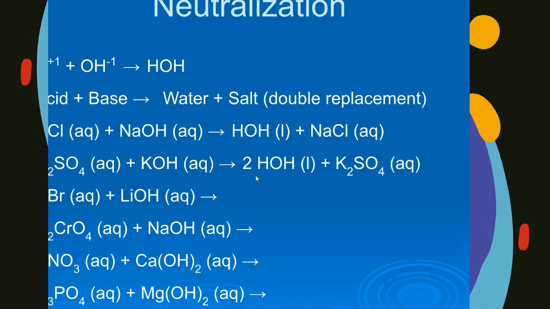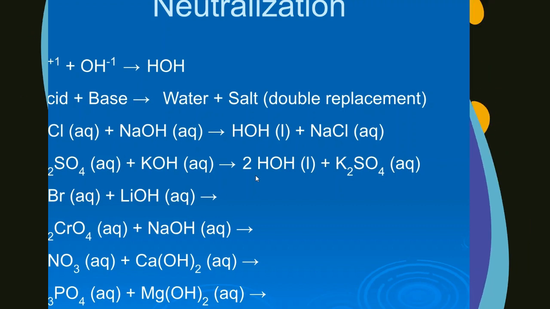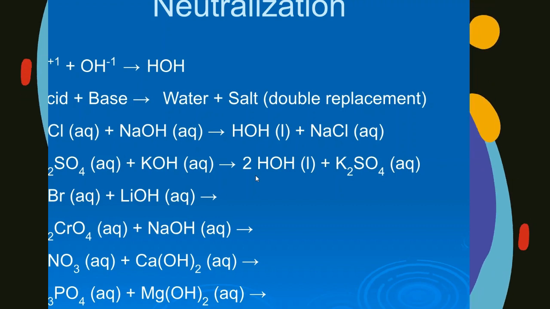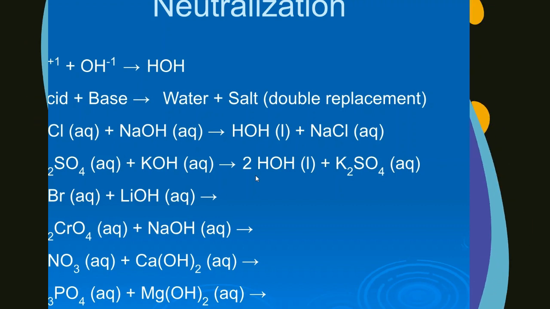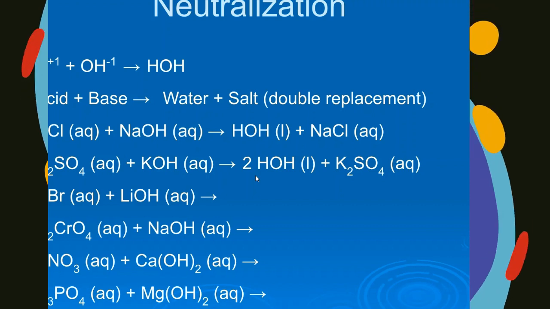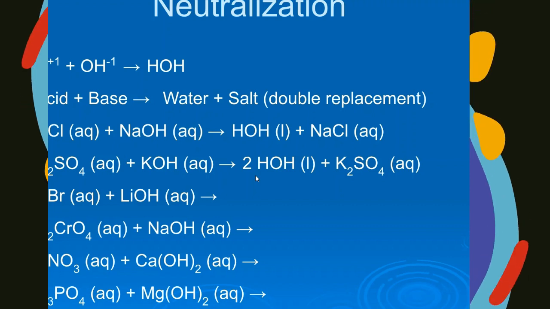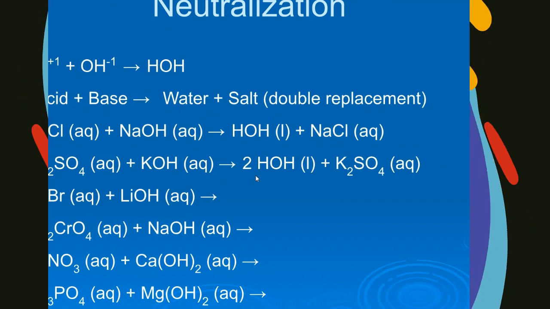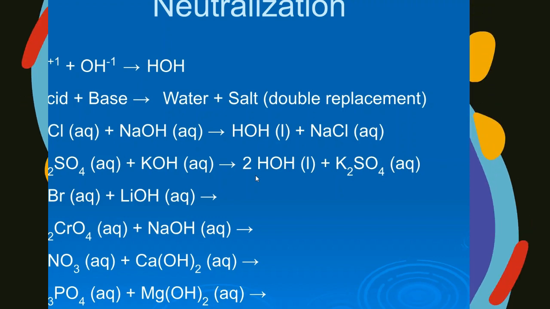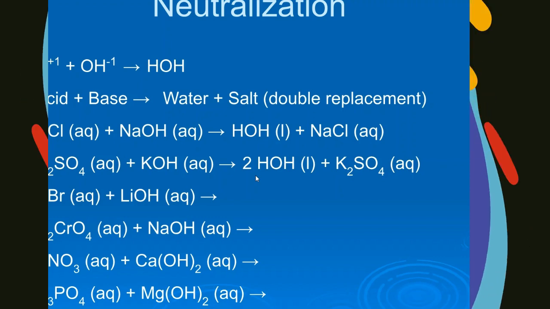So we have examples here: HCl, that is acid, and NaOH, that is base, which gives rise to water plus NaCl, that is a salt. Now one more example is here. H2SO4 is acid plus KOH, which is base, which gives rise to two molecules of water plus K2SO4. So I have given you some examples to solve. You can comment that.